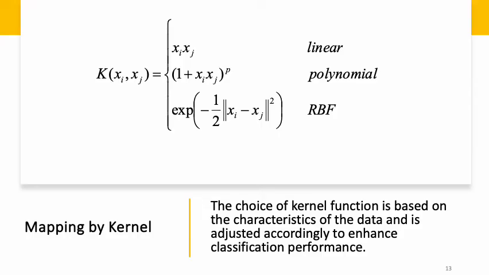The choice of kernel function is based on the characteristics of the data and is adjusted accordingly to enhance classification performance. Researchers who are unfamiliar with the data often rely on trial and error to determine the most suitable kernel function. While this method can be costly, it is sometimes necessary to achieve optimal results.